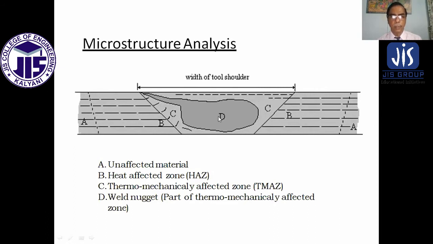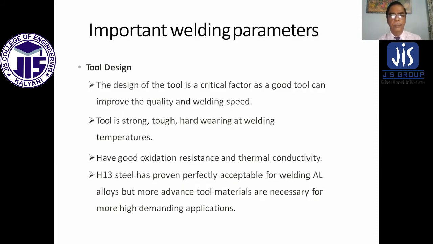This is the microstructure analysis of friction stir welding. Important welding parameters: tool design. The design of the tool is a critical factor, as a good tool can improve the quality and welding speeds. The tool should be strong, tough, and hard wearing at welding temperatures, and have good oxidation resistance and thermal conductivity.